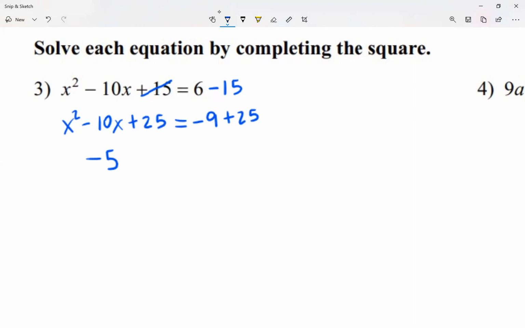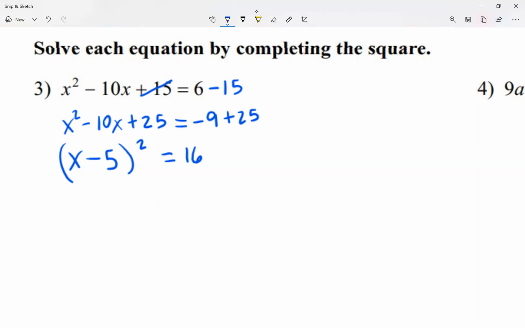Right? When there's an equal sign, I'm going to add the same thing to both sides. And the reason why I added 25 on the left side is because x squared minus 10x plus 25 factored will give me (x minus 5) squared. So notice how on the left side, I completed the square. On the right side of the equal sign, -9 plus 25, that's 16. Right, that's just simple numbers. -9 plus 25, 16.